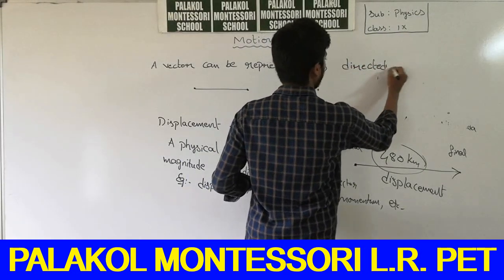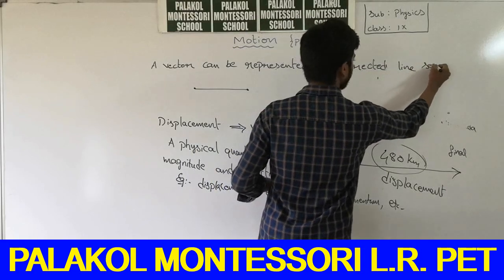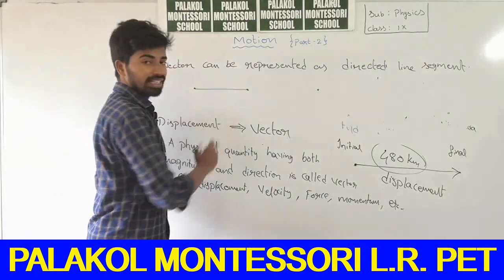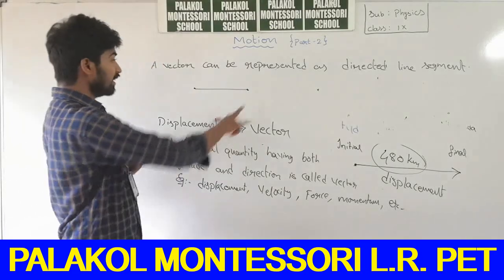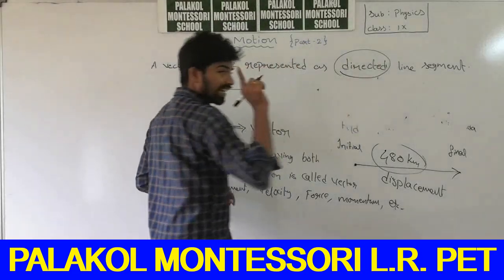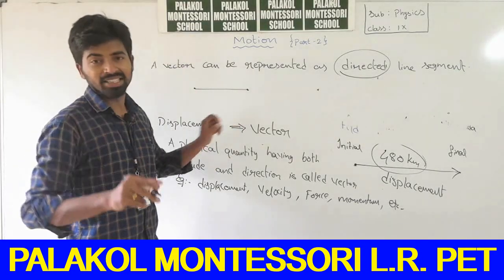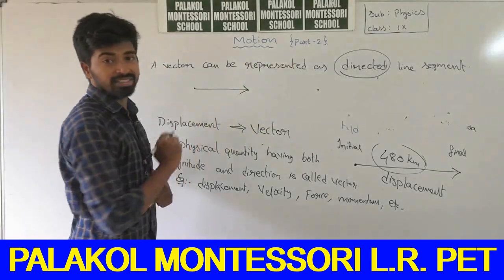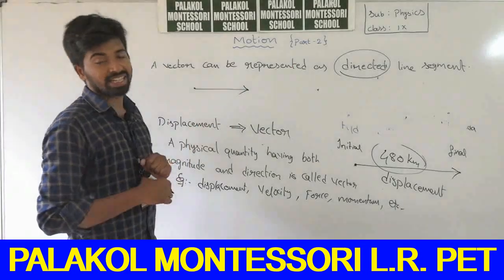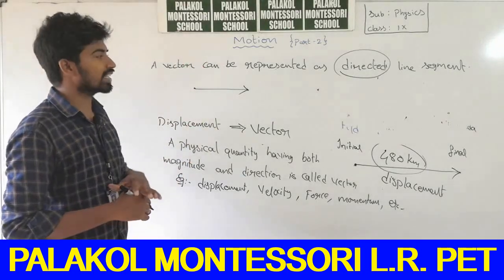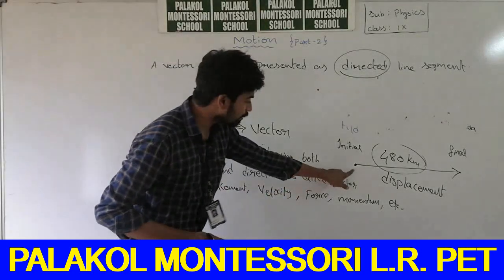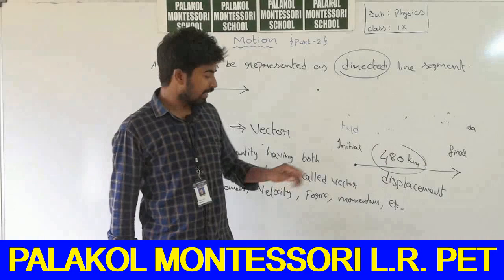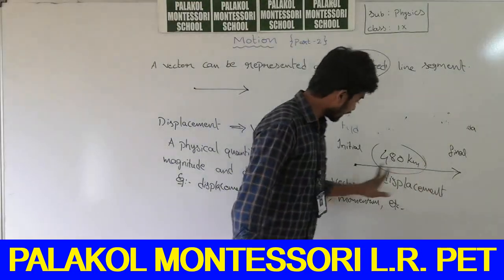Line segment means a line having a finite length. So this is a line segment, it has some length. This is a line segment, it has some length. And what I have written here is a directed line segment. So this is the line segment and a direction is included in it. If I represent it like this, this is the direction, and this is the directed line segment. A vector can be represented as a directed line segment, and hence displacement will be represented like this diagrammatically.